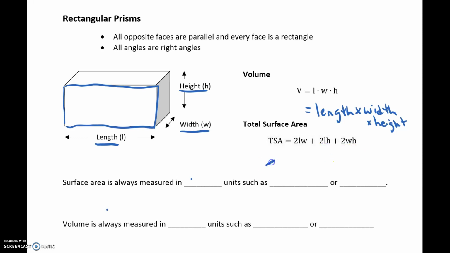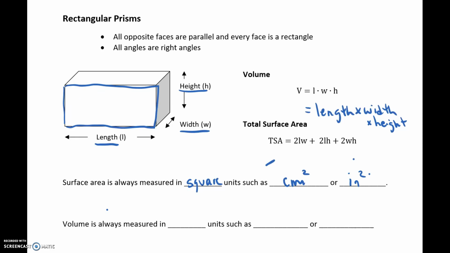Surface area is always measured in square units. These could be things such as square centimeters, square inches, square feet, or square yards. It all depends on the units that were used to measure the length, the width, and the height. The units of all the measurements need to line up.